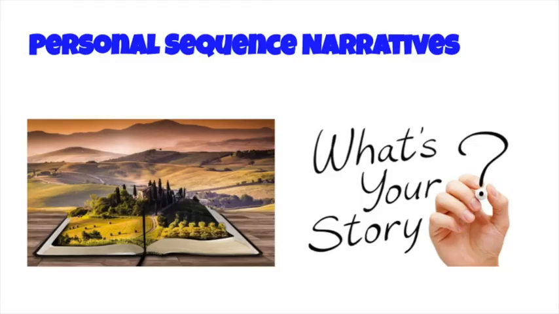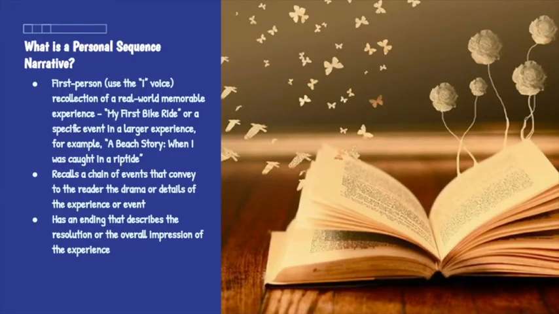Personal sequence narratives. I like to think of this as, what's your story? This is a time to tell your story, whatever that story might be. What is a personal sequence narrative? It's a first person, using the I voice, recollection of a real world memorable experience, like your first bike ride, or a specific event in a larger experience. For example, a beach story. That would be your title, and your subtitle would be, When I Was Caught in a Riptide. It recalls a chain of events that convey to the reader the drama or the details of the experience or the event. And it has an ending that describes the resolution or your overall impression of the experience.